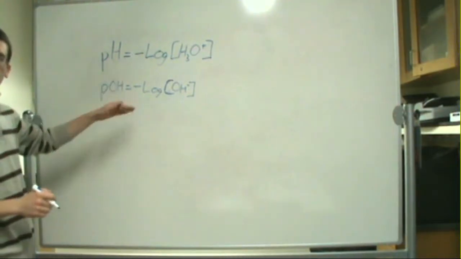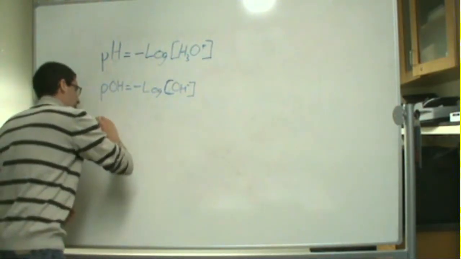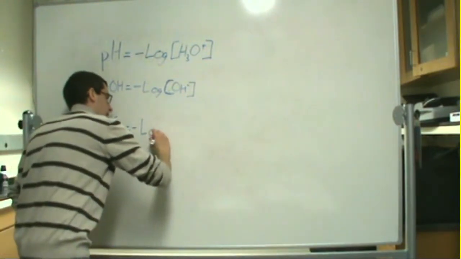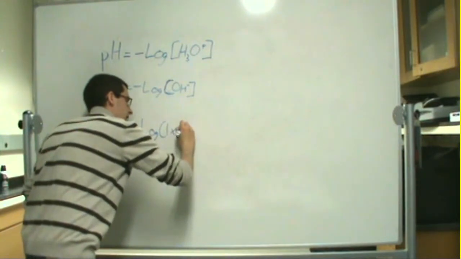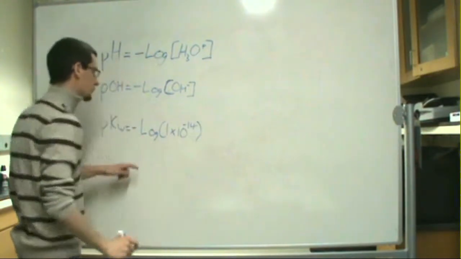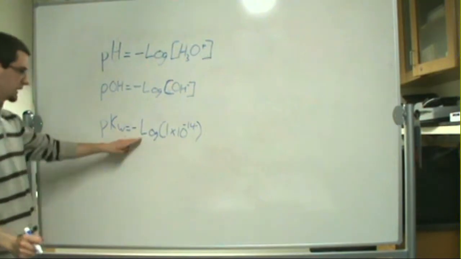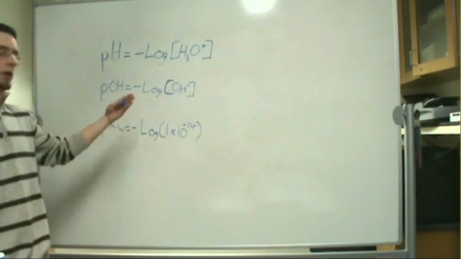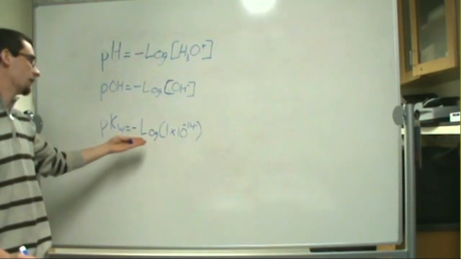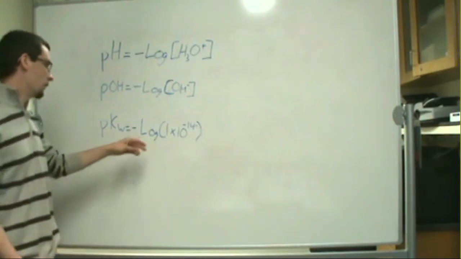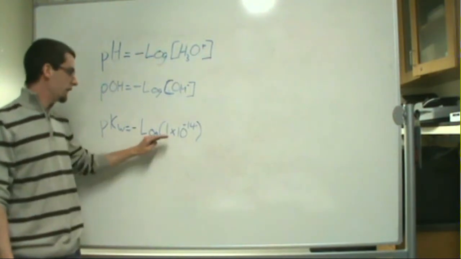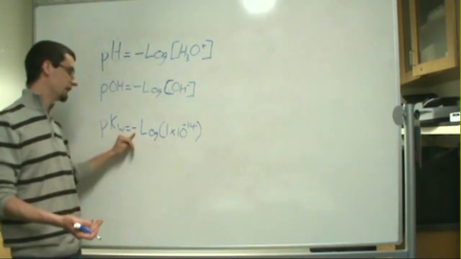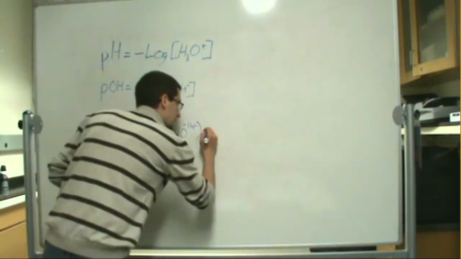There's a neat relation between these two. What if we take the p of Kw? Well, that's equal to the negative log of 1 times 10 to the minus 14th. A neat trick with negative logs: if you just take the log value of whatever power of 10 you're raising it to, that will be the log value. If you take the negative log of that, it'll just be the negative of it. So if we took the log value of 1 times 10 to the minus 14, we'd get negative 14. But since we have this negative out here, that ends up making it just 14.